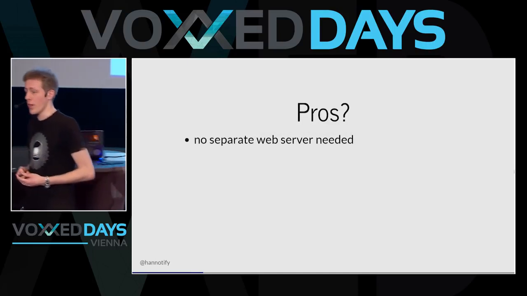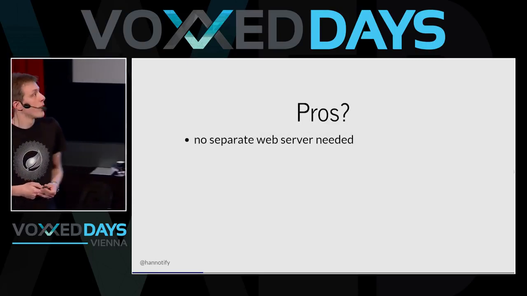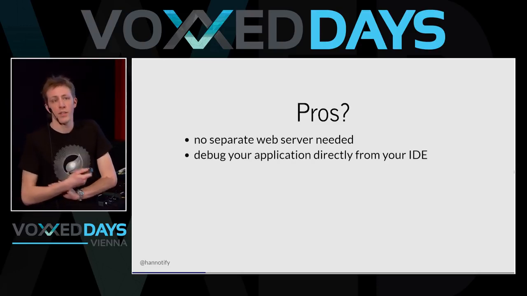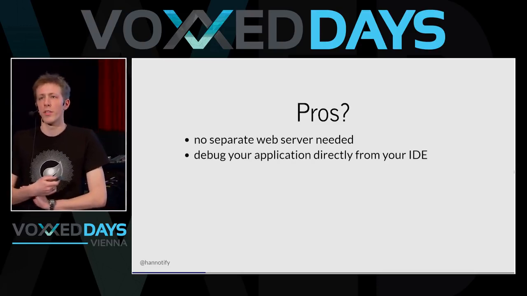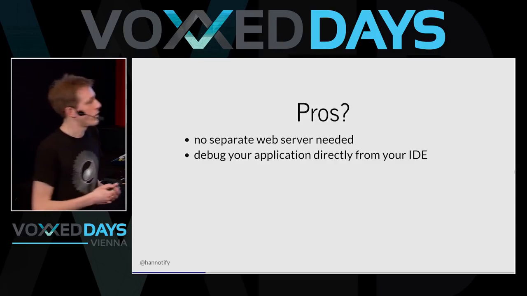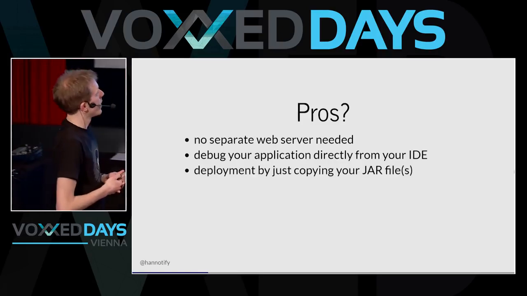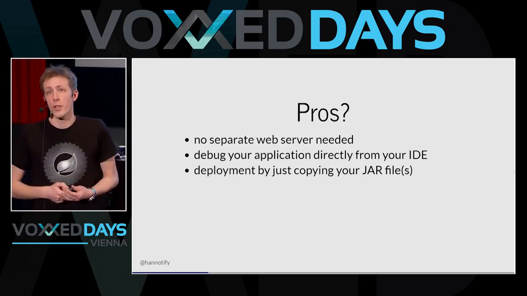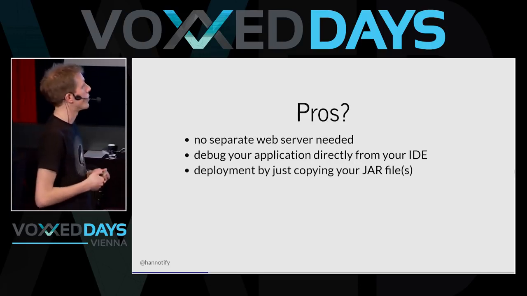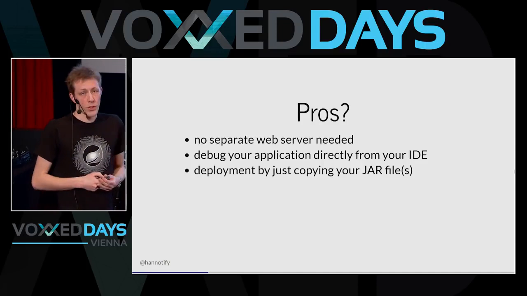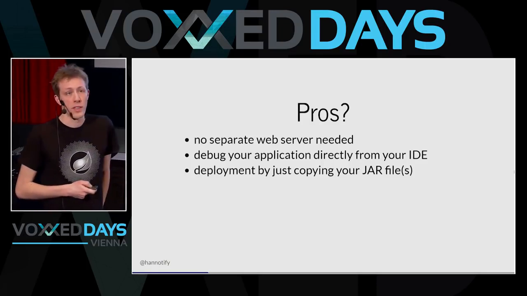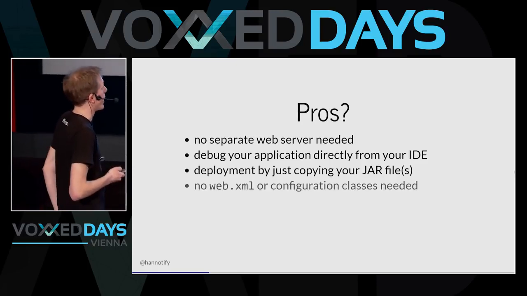A pro is you don't need a separate web server, which also means that you can debug your application directly from the IDE, so there's no web server involved. You can just start up your jar file in debug mode. And also deployment gets very easy because you can just copy your jar file to a remote server or add it to a Docker image or something like that. So no web server involved, not directly anyway.